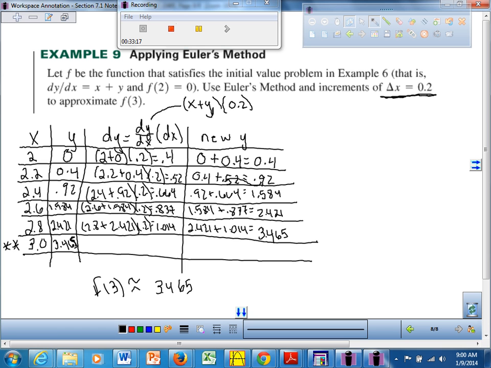Isn't it what? Louder. 3.4. Here? Oh, maybe I just wrote the numbers down wrong. Hold on. I'm just copying them down. 3.4. Oh, it was 1.044. Oh. Yep, my mistake. So let's fix that.